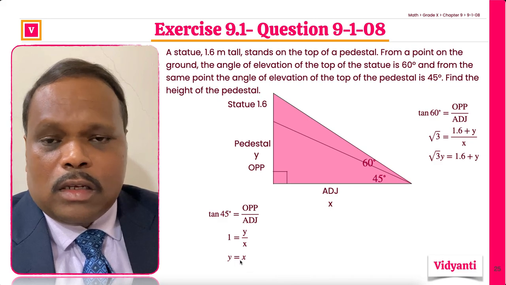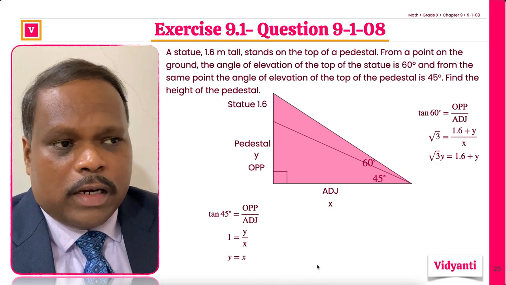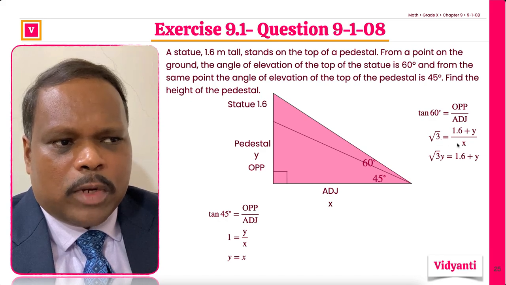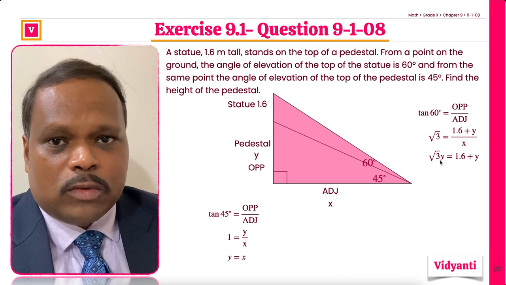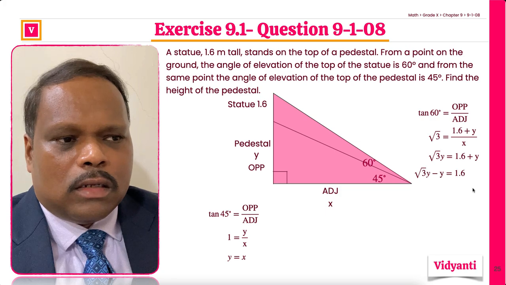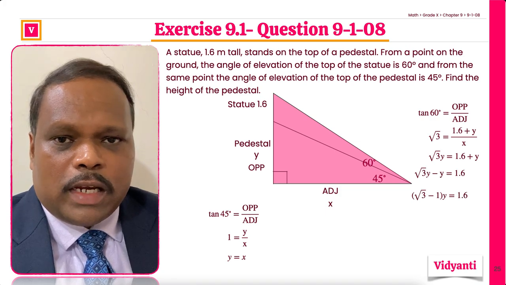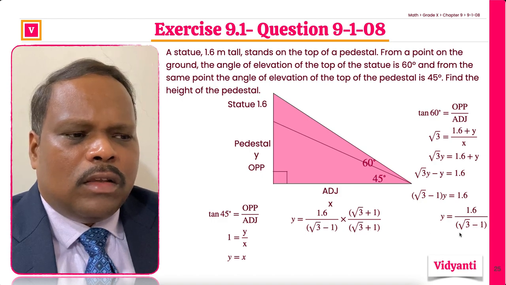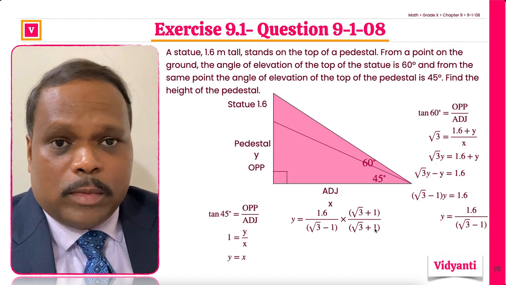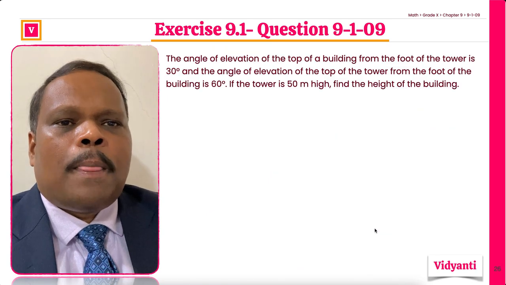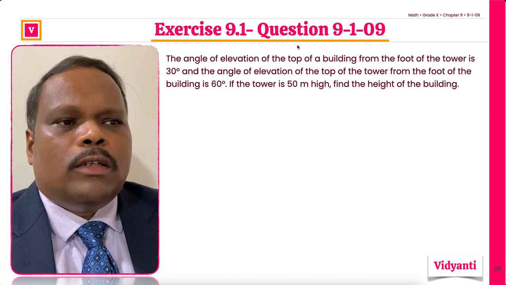Remember here, in the first step you have got y and x identical, so I have replaced x by y, and then when you cross multiply, this root 3 will be multiplied by x, which is by the way the same as y. So root 3 y is 1.6 plus y. Now we can combine these terms, take them on one side, and calculate the value of y. And if you want, you can rationalize this, that will be a good idea, and then you will get the correct answer.